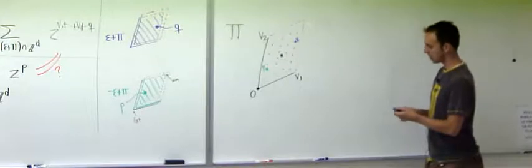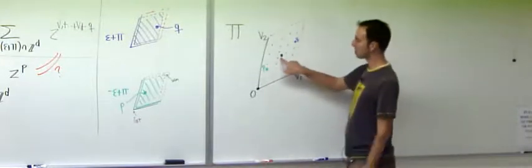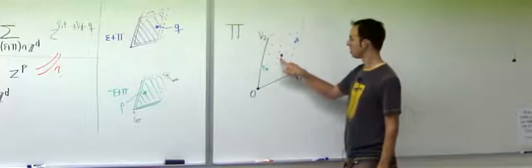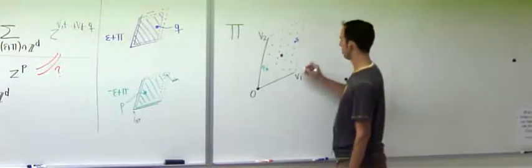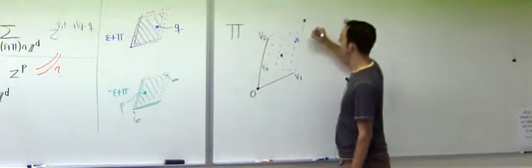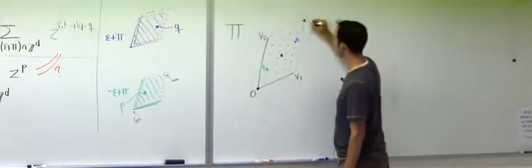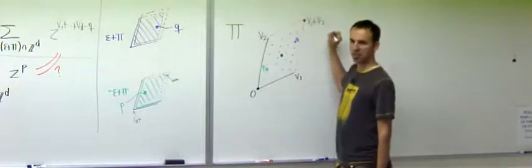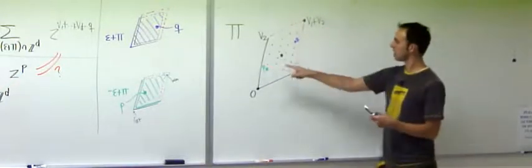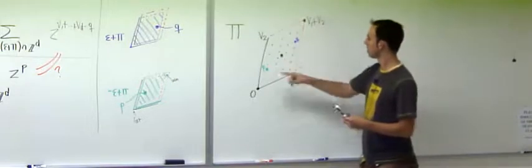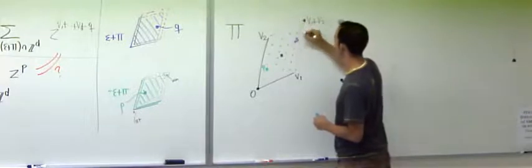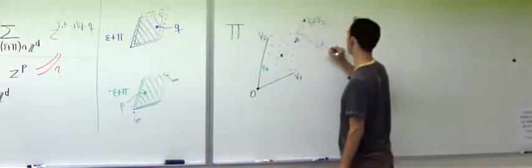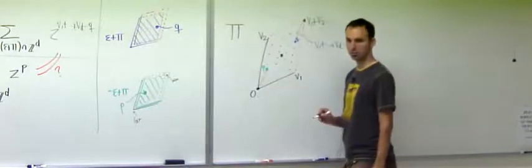Now, the last thing that I want to claim is that if P and Q are symmetric with respect to the center, then what is this point here? This is V1 plus V2, and in general, it's whatever the sum of the VIs is. Okay? So if P and Q are symmetric, then this vector, which is V1 plus dot dot dot plus VD minus Q, equals this vector, which is P.